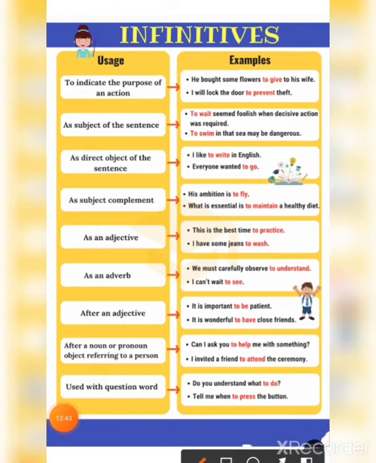Come to the next point, as subject complement. Example, his ambition is to fly. Here, to fly is an example of infinitive. What is essential to maintain a healthy diet? So to maintain is also an example of infinitive. Next, as an adjective. This is the best time to practice. I have some jeans to wash or to wear. So these are also examples of to infinitives.